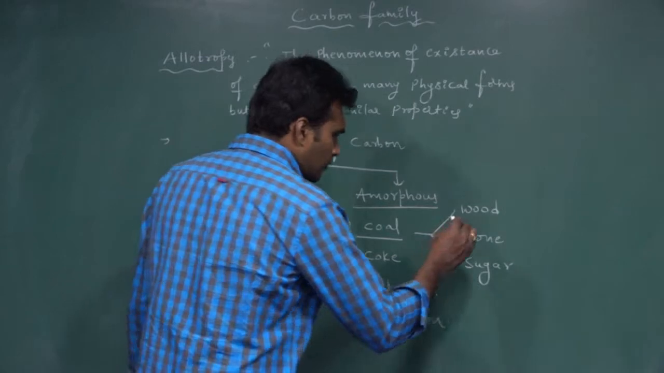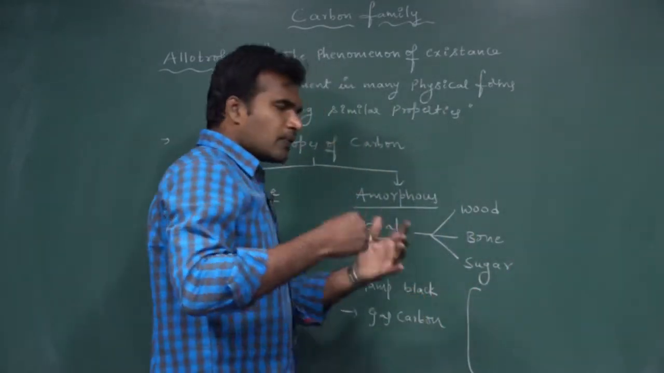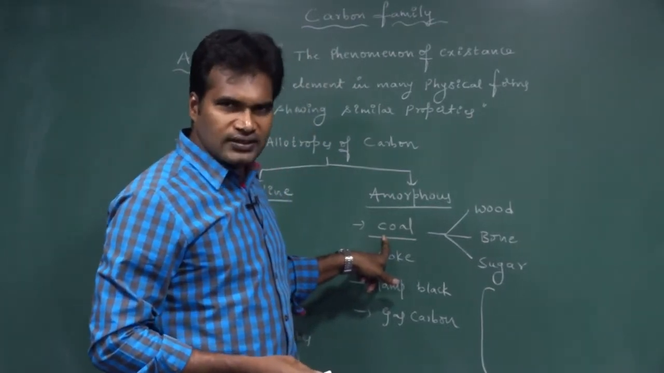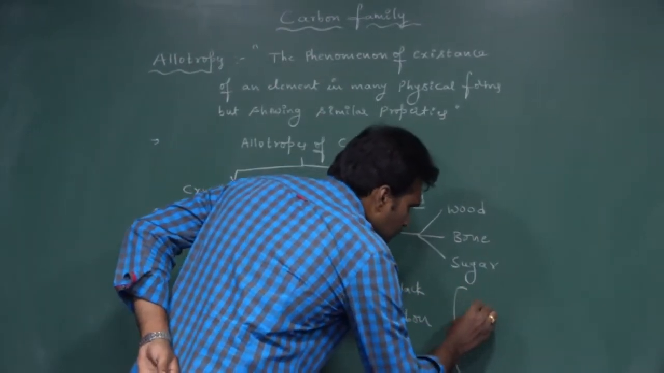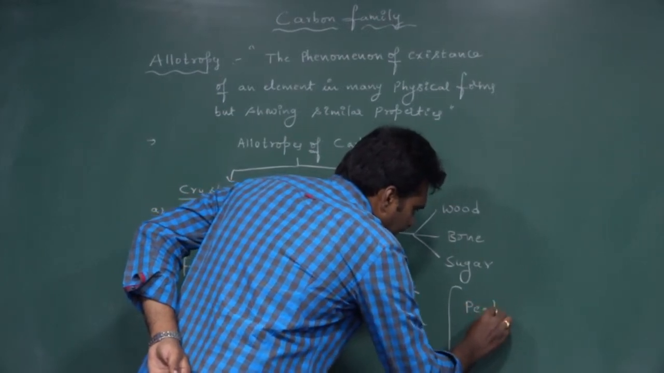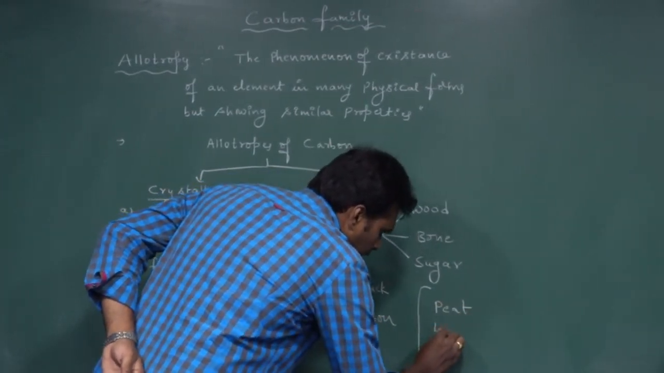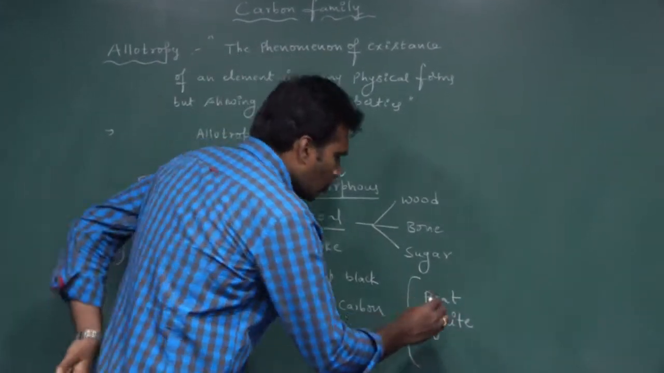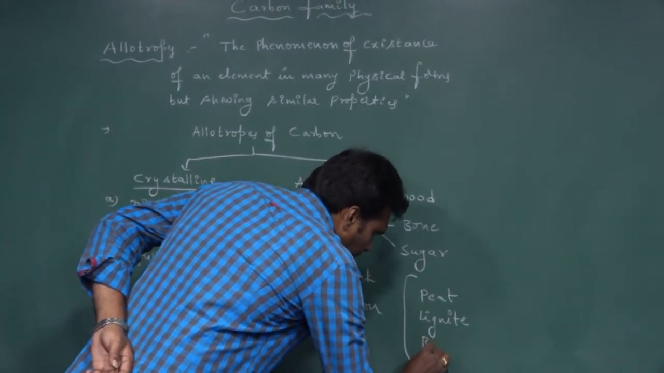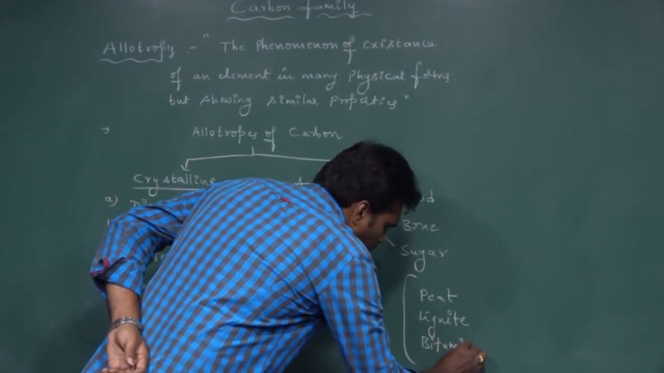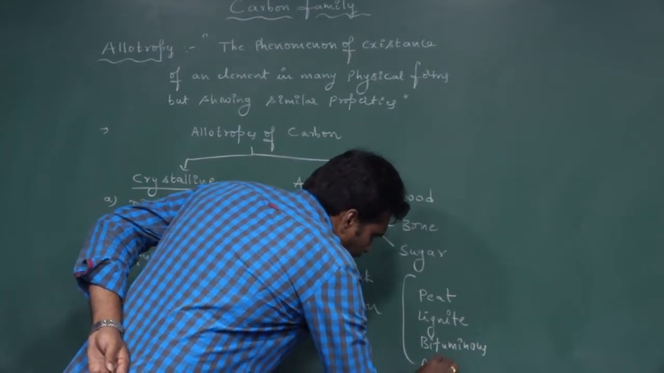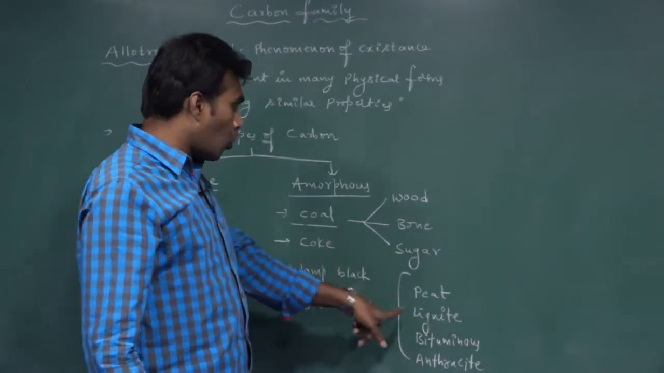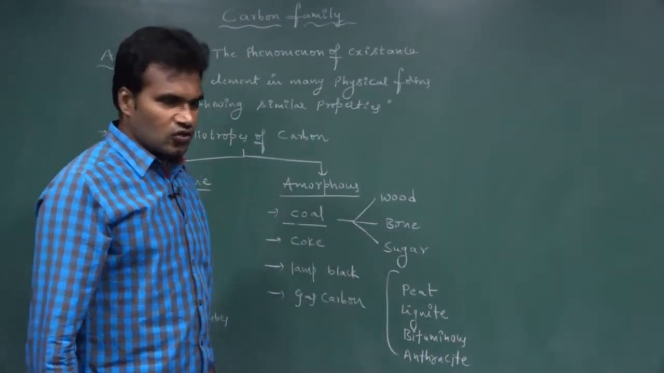And here is one point you should remember. Based upon the percentage of carbon present in the coal, there are four types of coals. That is peat coal, lignite coal, bituminous coal, and finally anthracite coal. There are four different types of coals based upon the percentage of carbon.